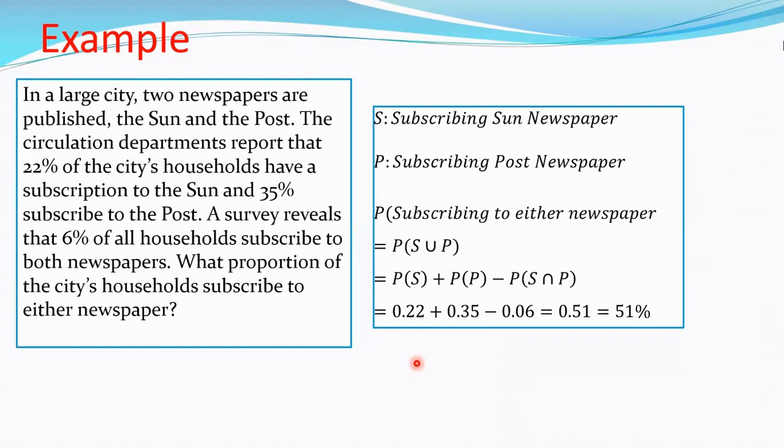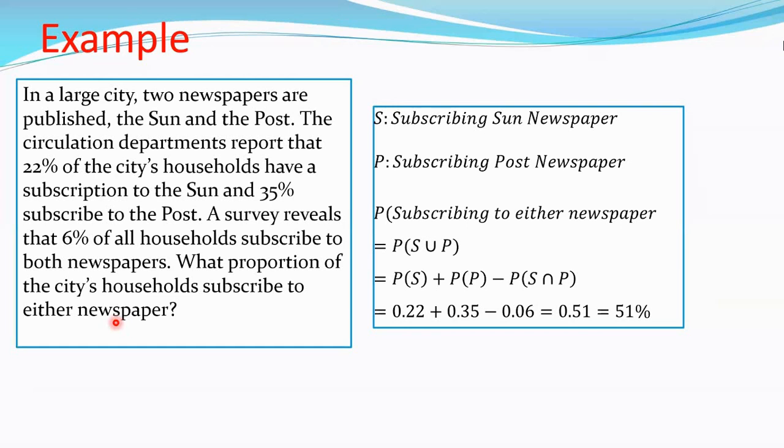Right. Now here we have another example. There are 2 newspapers published in a large city, named Sun and Post. The circulation departments report that 22% of the city's households have a subscription to the Sun paper, and 35% of households subscribe to the Post paper, and also 6% of the households subscribe to both Sun and Post. So now you have to calculate what proportion of the city's households subscribe to either newspaper.